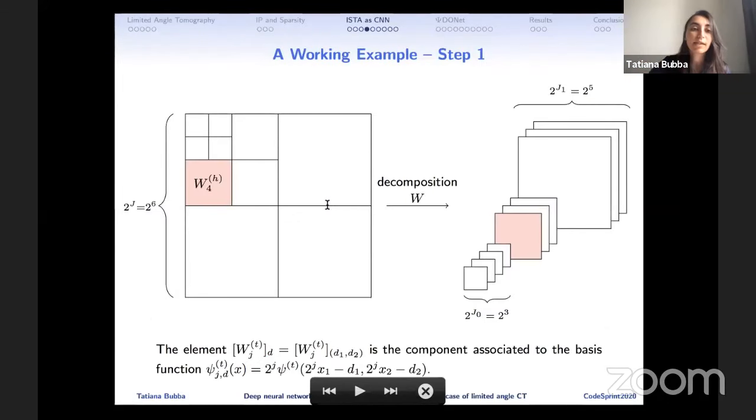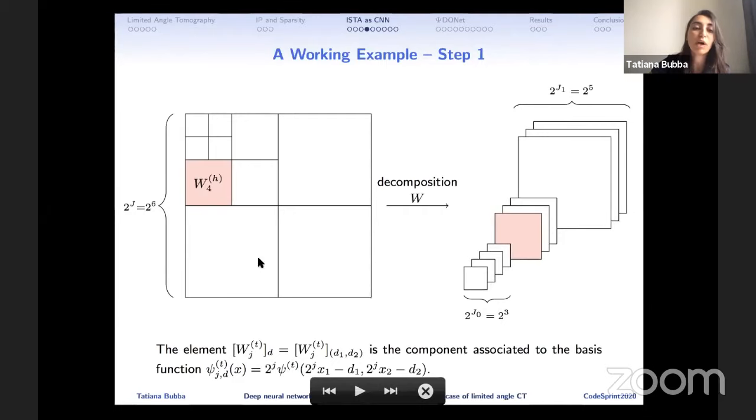So we start from an example. Imagine that our target is 64 by 64, so it is 2 to the 6 by 2 to the 6. And we consider 3 different scales. So we have one scale, which is 2 to the 5th, with 3 elements, so vertical, horizontal, and diagonal. Then we have a second scale here, same elements, these are 2 to the 4th, and then the last level is also the low pass filter, and its size is 2 to the 3rd.